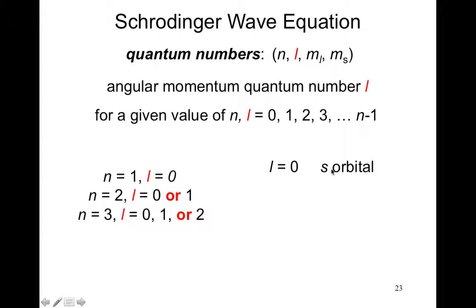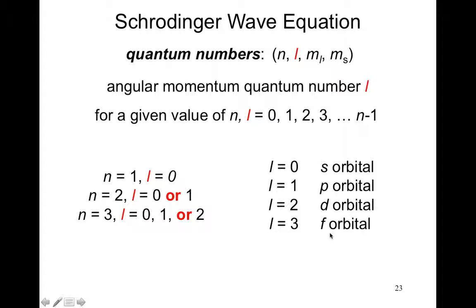If l is 0, it's an s orbital. That's how we get 1s. If l is 1, it's a p orbital. If l is 2, it's a d orbital. And if l is 3, it's an f orbital.